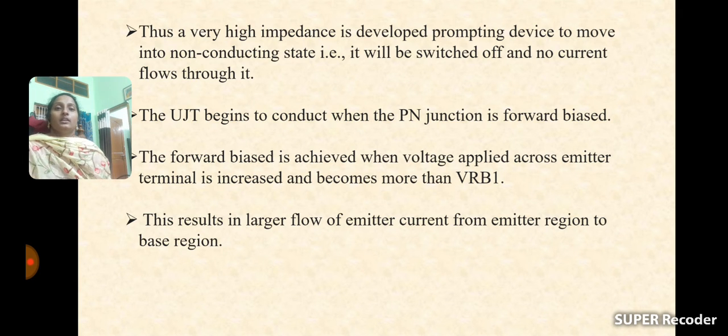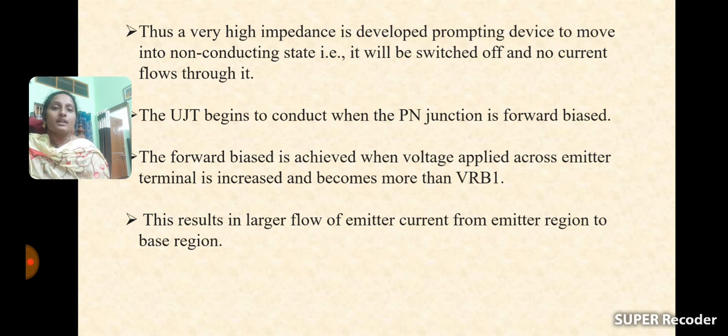And see here, in this way, very high impedance is developed, prompting the device to move into a non-conducting state. So what is meant by moving high impedance into the non-conducting state? It means it will be switched off and no current flows through it. And the UJT begins to conduct when the PN junction is forward biased.